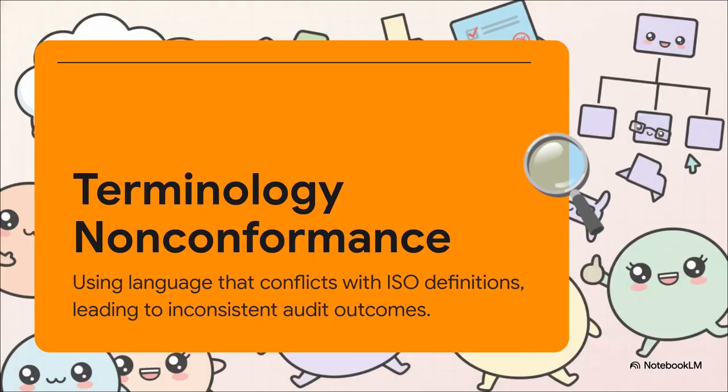So, what actually happens when organizations fall into this trap? Well, you get what's called a terminology nonconformance. This happens when an organization uses legacy documentation or some mixed up internal vocabulary that completely clashes with standardized ISO definitions. Imagine a company borrowing language from a 20-year-old safety manual and trying to jam it into a brand new environmental framework. It creates massive, hidden compliance risks across their entire integrated management system.